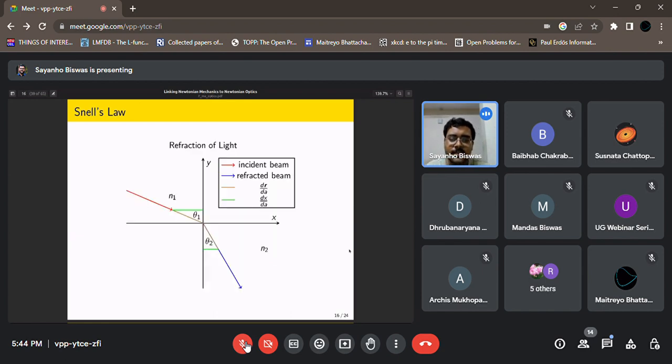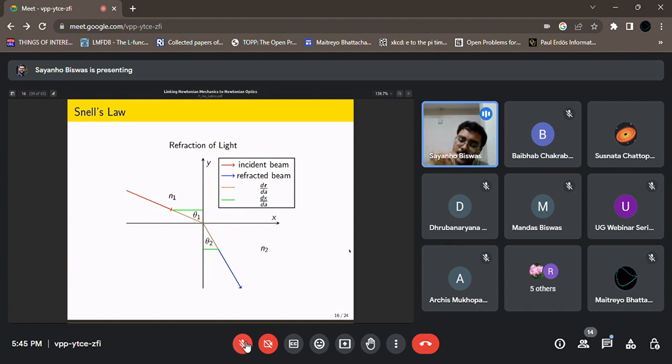This is a refraction of light, a simple, plain old diagram that we are all introduced to in class 8 or 9, I guess. Simple optics. And Snell's law says that n1 sine theta 1 equals n2 sine theta 2. Right? That is what Snell's law says. And n1 and n2 are the two refractive indices separated by this x-axis over here.